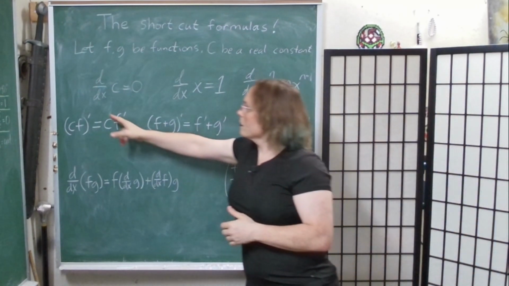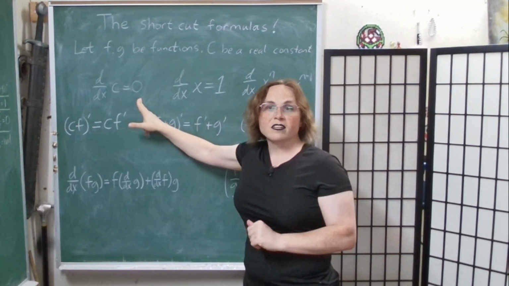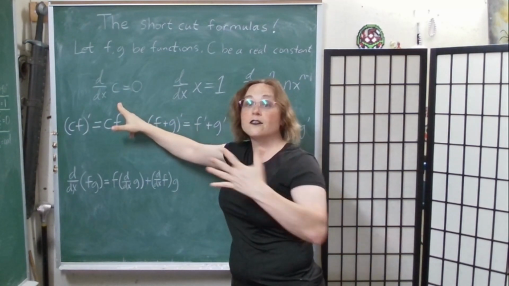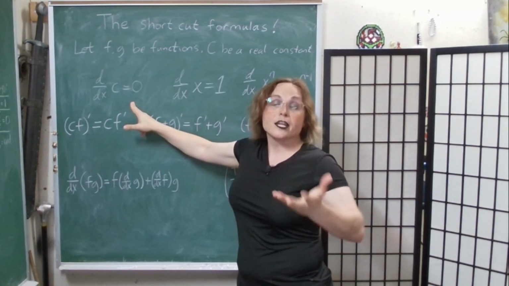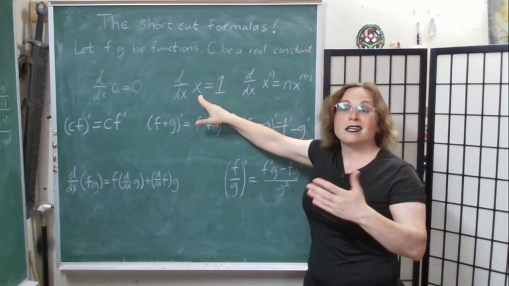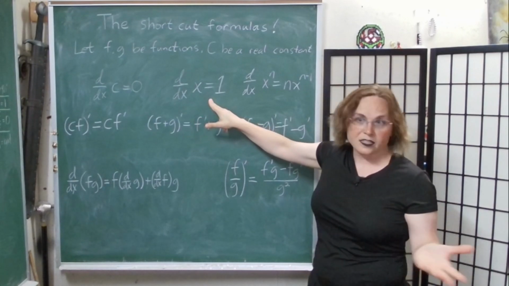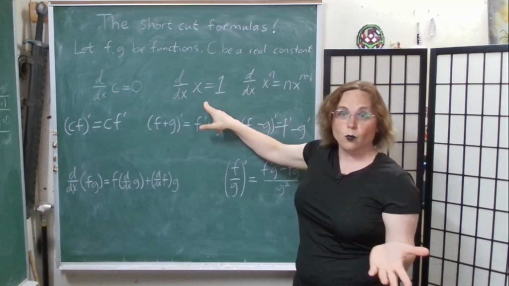So on this first one, we have that the derivative of some constant is equal to 0. That should make obvious sense because a constant is a flat line. The slope of any flat line is 0, and a derivative is a slope. Similarly, the derivative of x, meaning that we have a line at 45 degrees. What's the slope of any 45-degree line? That's 1. So the derivative of x is equal to 1.